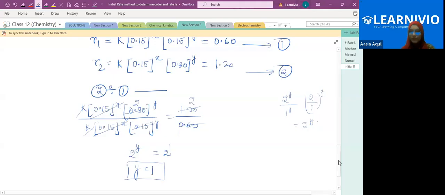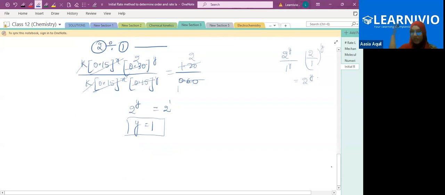Similarly, do the next. Just take experiment number 1 and 3, divide both of them, right? And you will get the value of x.